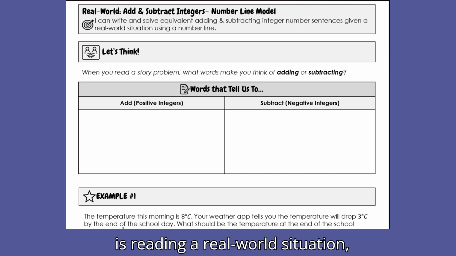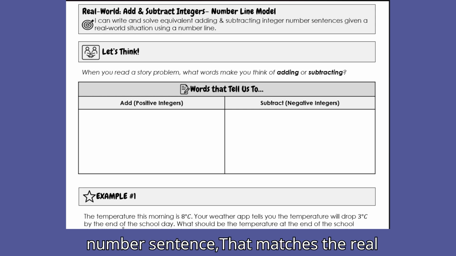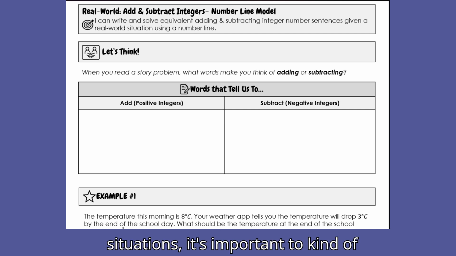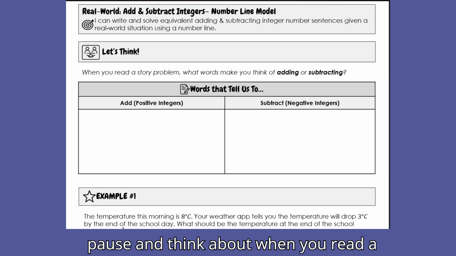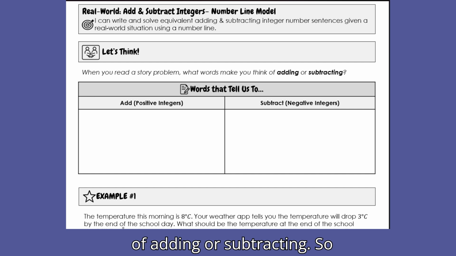Essentially what we're going to be doing is reading a real-world situation, writing both the addition and subtraction number sentence that matches the real-world situation, and then we're going to solve it using the number line. So when we're talking about real-world situations, it's important to pause and think about, when you read a story problem, what words make you think of adding or subtracting?